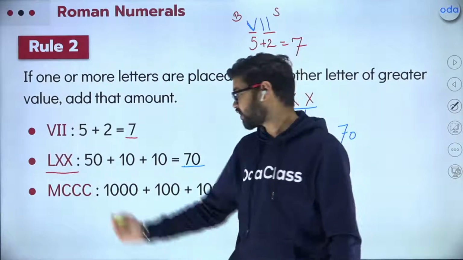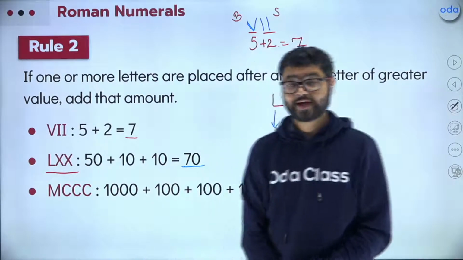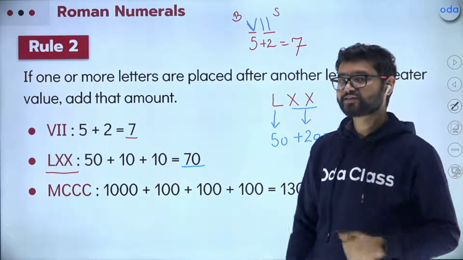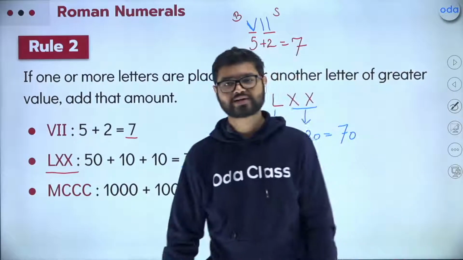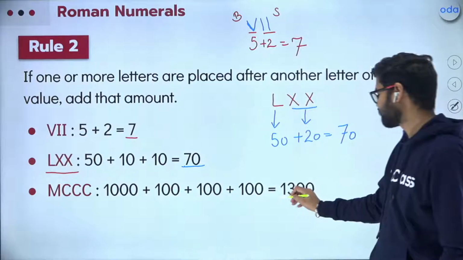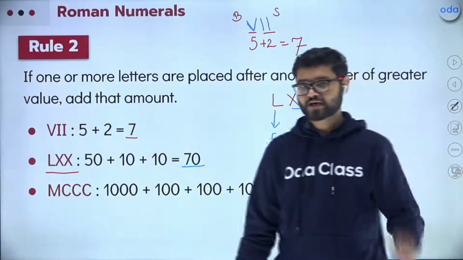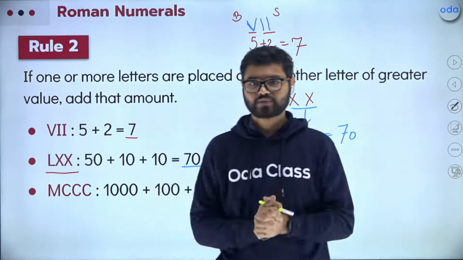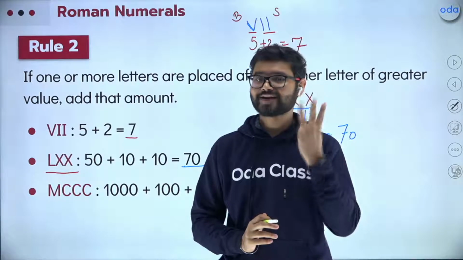And similarly, you guys can try the third example as well. MCCC. M is for 1000, C is 100, triple C means 300, right? So 1000 plus 300, it will be 1300. Understood? That was the rule number two. We have learned all these things till now. Now, the rule number three, the last rule.